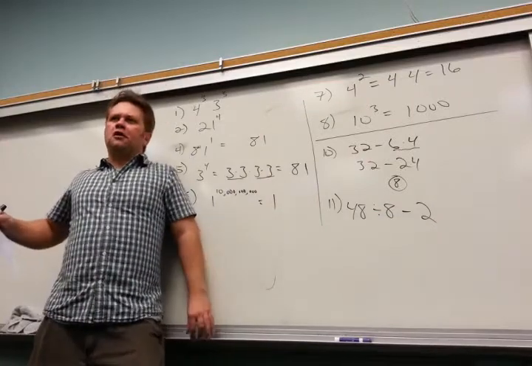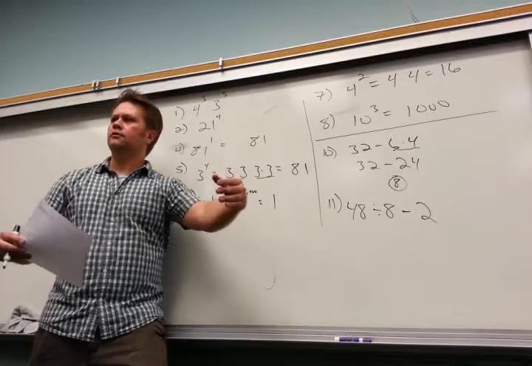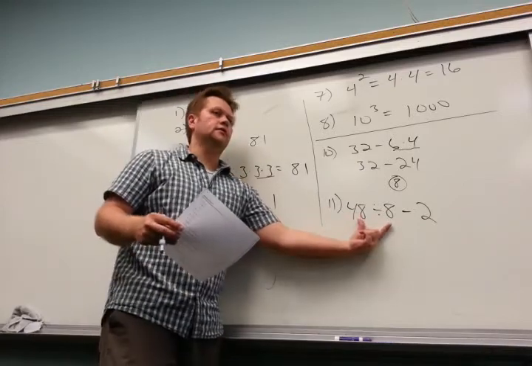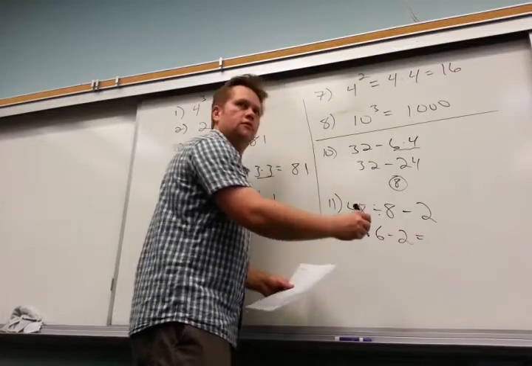This one you almost can't go wrong because they put the 1 first that you have to do first, but you divide before you subtract. So 48 divided by 8, 6. 6 minus 2, 4.